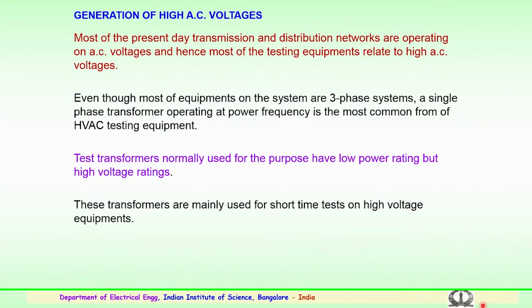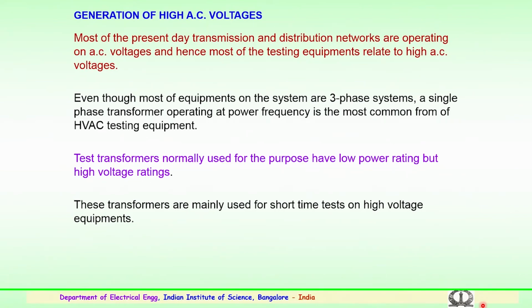We know that most of the present day transmission and distribution networks operate on high AC voltages, and hence most of the testing equipment relates to high voltage AC. So, even though most of the equipment on the system is 3 phase, a single phase transformer operating at power frequency is the most common form of testing high voltage equipment using HVAC.